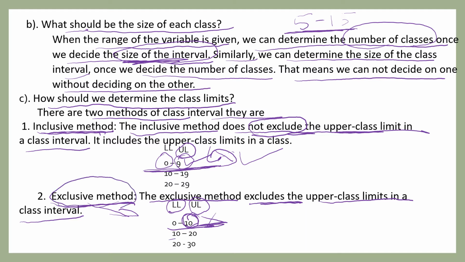You can see here also 10 to 20. In the class interval 10 to 20, 20 is not included, so it is excluded. The value of the upper limit 20 is excluded in the class 10 to 20. That we call the exclusive method. When 20 is in the lower limit, it is included, but when it acts as the upper limit, it is not included.